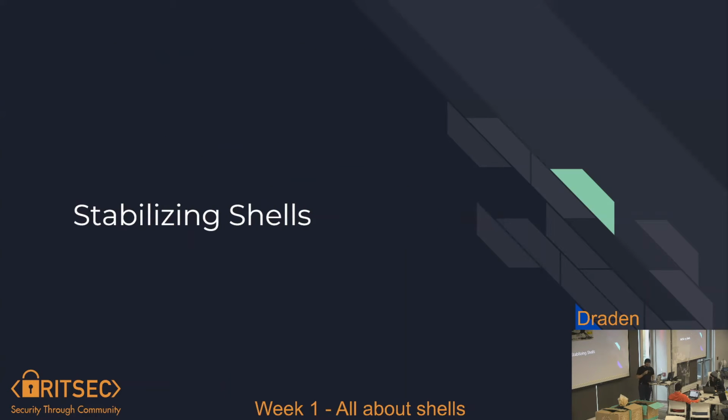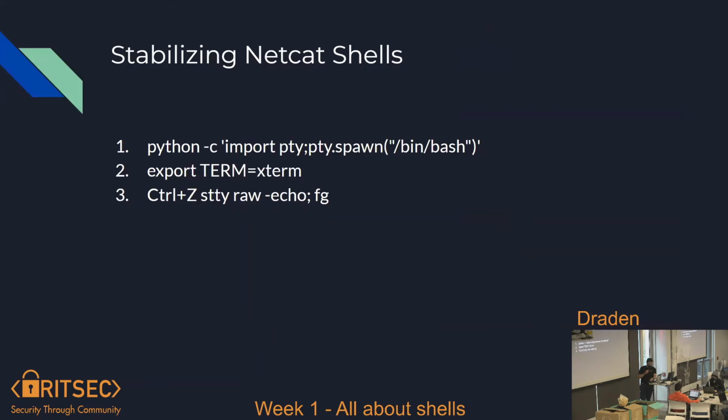We're going to talk about stabilizing shells, which is helpful for quality of life. There is a nice little Python one-liner there that is helpful. The next step is to export TERM, and that will let you use commands like clear. Then if you press Control-Z, that's going to background the Netcat connection, and then you type in that command there: stty raw -echo; fg.